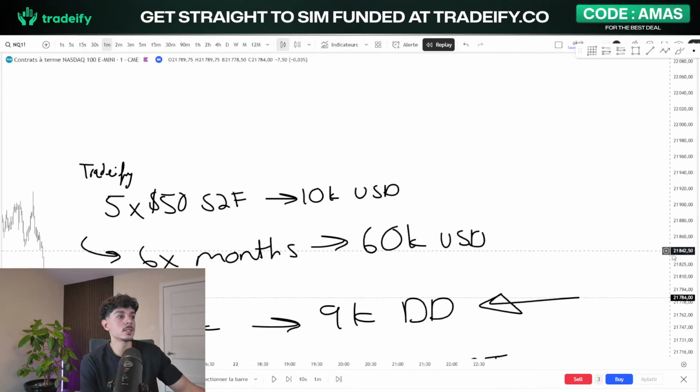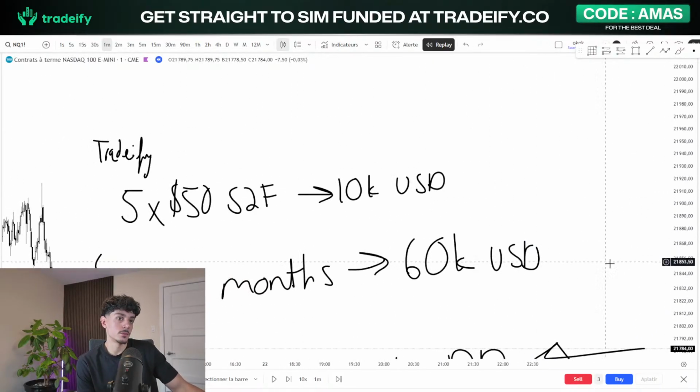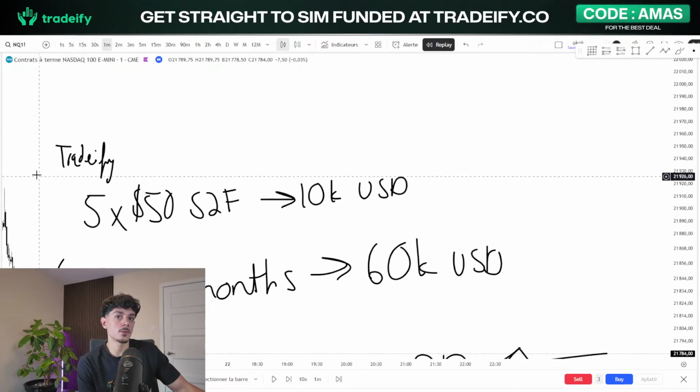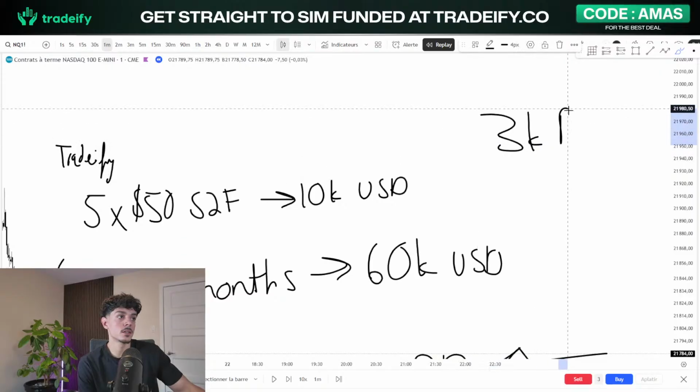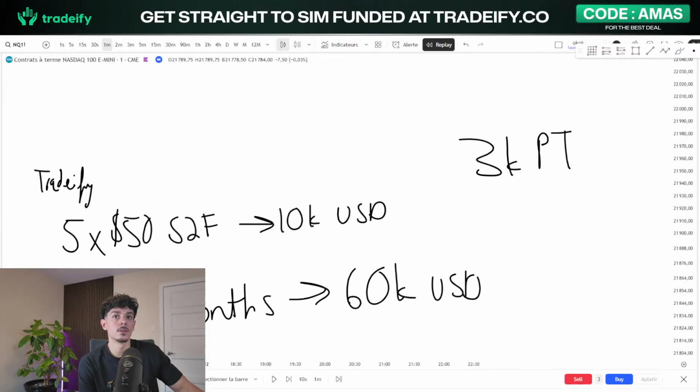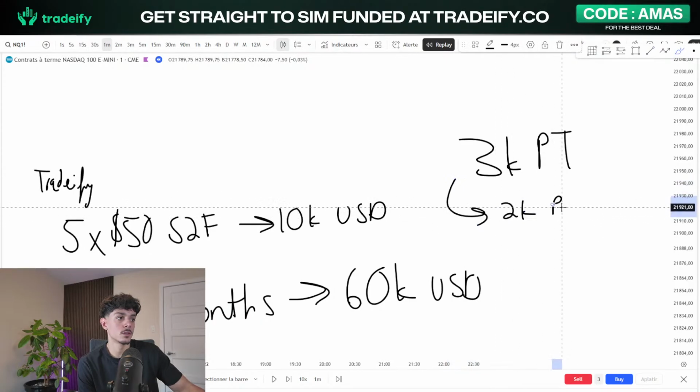Same thing for a 50k. It's a little bit harder though, but on a 50k, you need to make 3k to request 2. Okay, 3k profit target, and then your payout, you get 2k payout, but that still gives you a 1K drawdown.